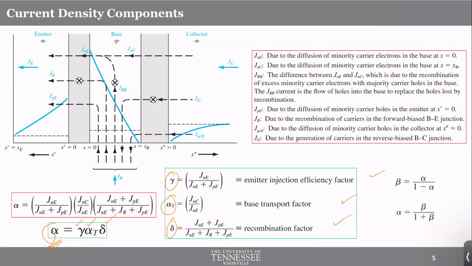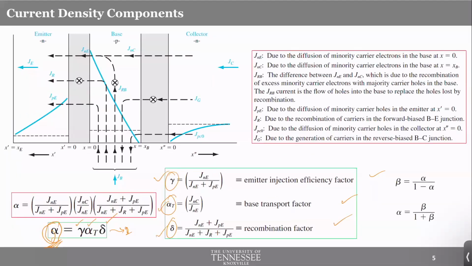So if you try to improve alpha or take it close to 1, you have to pay attention to these three individual components. Okay? And if you do some more maths, basically, and by the way, that's what you see here. These three components were multiplied together to obtain alpha.